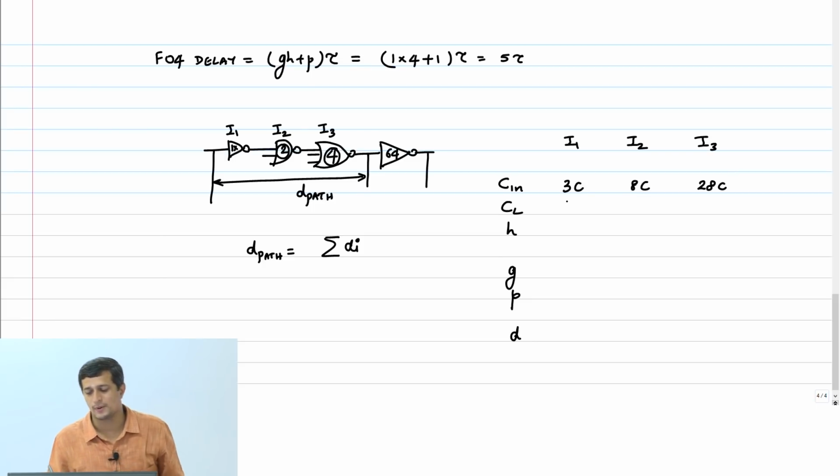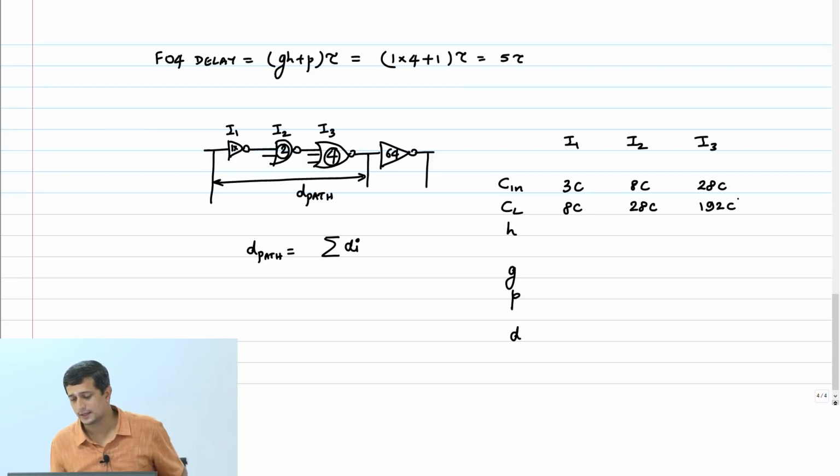What about the load capacitance for each of these things? I1, it is 8C, right. I2, 28C. What about for I3? 192, 64 into 3x into 3C, you will get 192C.